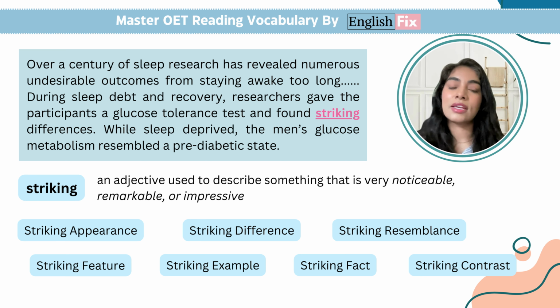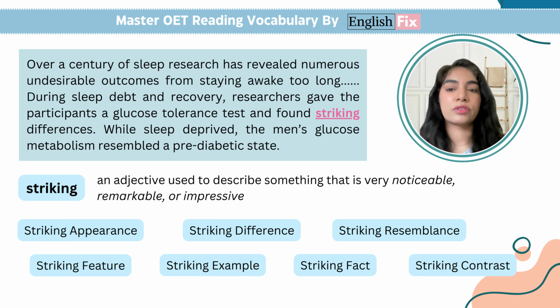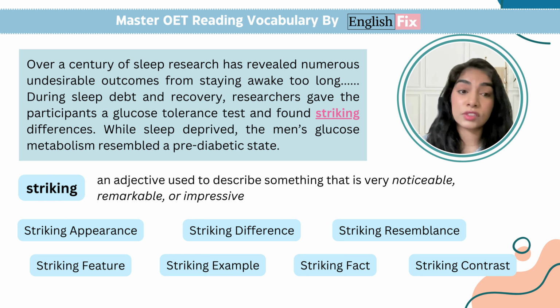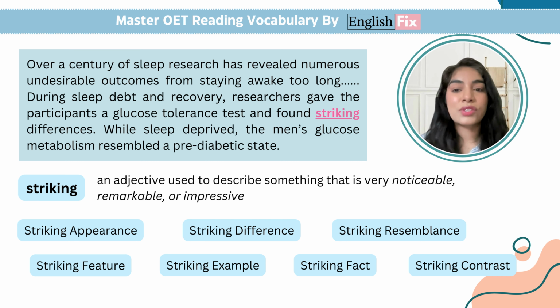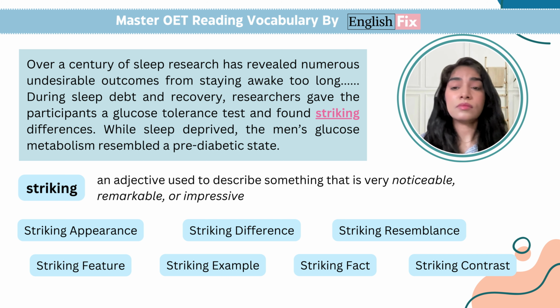When a writer in a paragraph uses these kinds of adjectives, that means the writer wants you to pay attention to that sentence. There could very well be a question based on this or an answer option based on this. So you should be able to understand that not only did they find differences, but they found significant, important, striking differences here with the help of this glucose tolerance test.